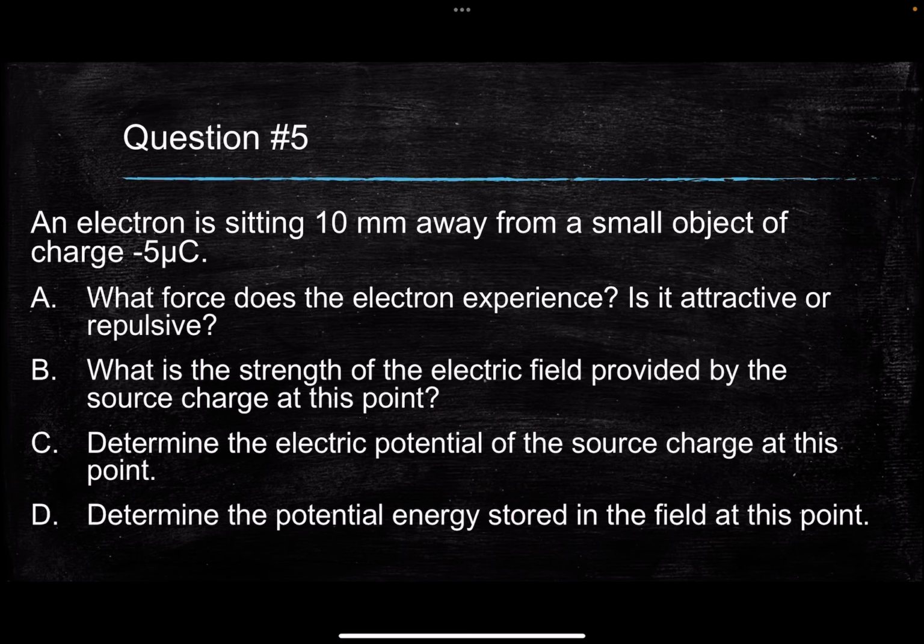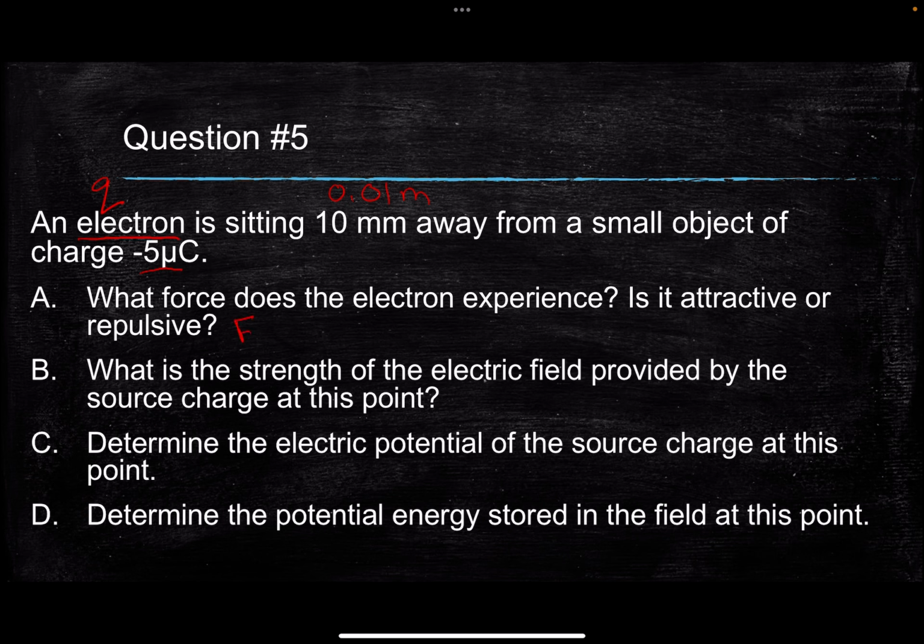Okay, so to start off, an electron, and again, anytime we are given something like an electron or a proton, we know the charge, is sitting 10 millimeters, which is 0.01 meters, away from a small object of -5 microcoulombs. So that's -5 times 10 to the -6 coulombs. What force does the electron experience? Is it attractive or repulsive? Well, already we know if this is negative and the electron is negative, it is going to be a repulsive force.